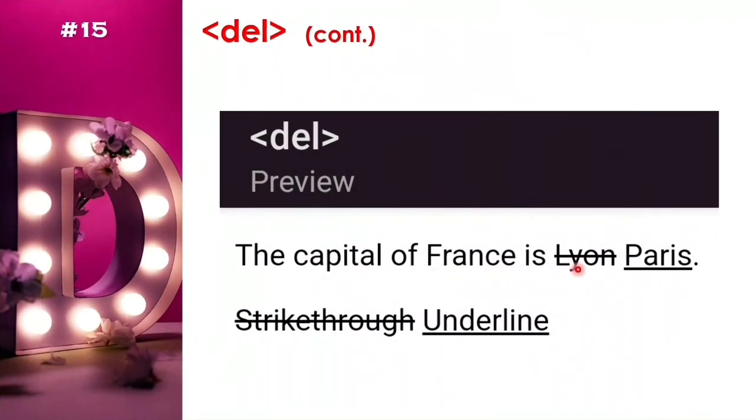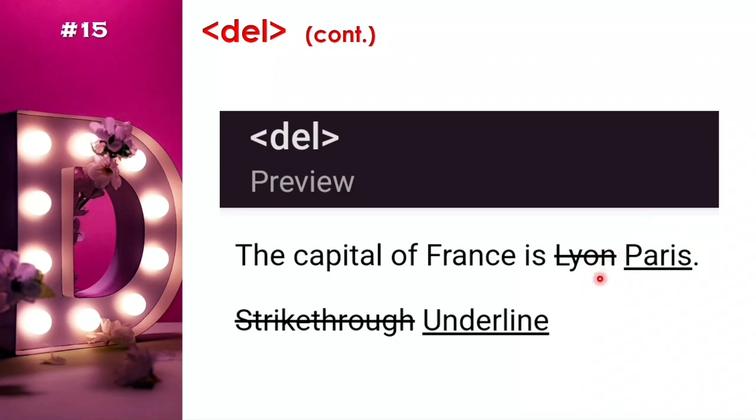The capital of France is Lyon, so that was deleted, and that's struck through, right? And then Paris was inserted. So that's how it's shown, with an underline, by default. The ins element is rendered with an underline. So the capital of France is Lyon. That's struck through, deleted. So this is how it shows changes to content, right?